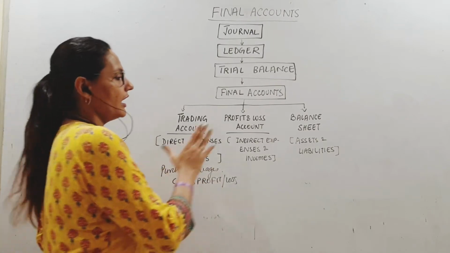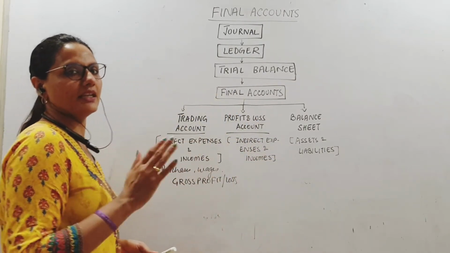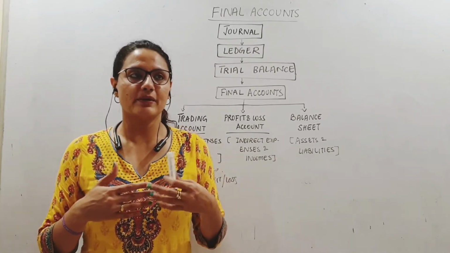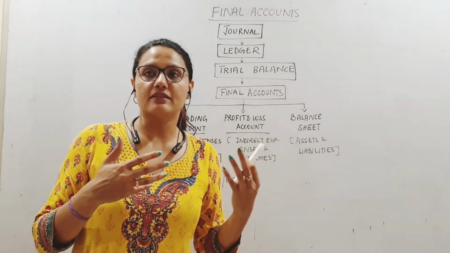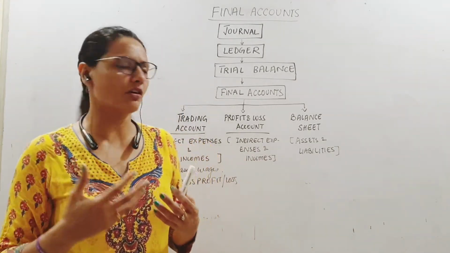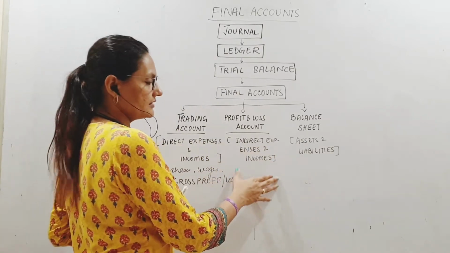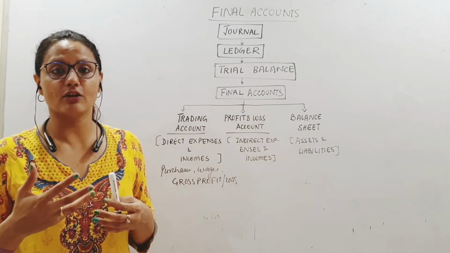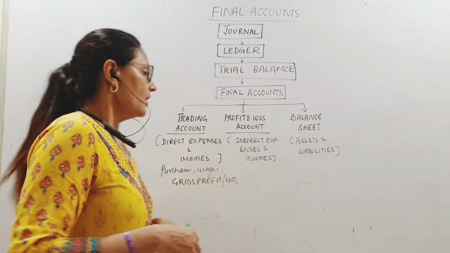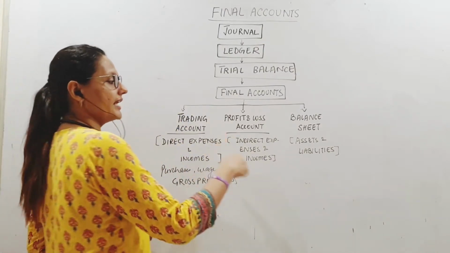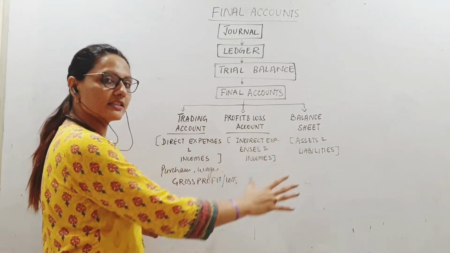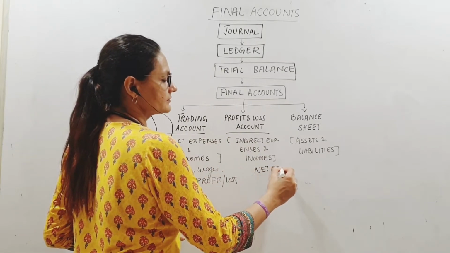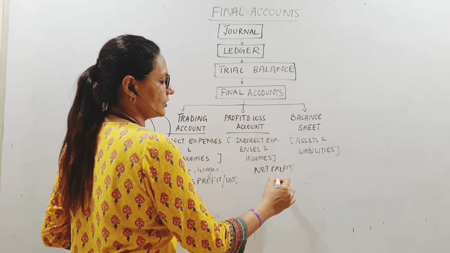This is gross profit. After that, there are certain indirect expenses, meaning not directly related to manufacturing, like office expenses, selling and distribution expenses, depreciation, financial costs and all. Those are indirect expenses, and there are indirect incomes also, like you have received rent, commission, or there is a profit on sale of investments, something like that. All those are indirect incomes for you. When we take all expenses and all incomes, then we arrive at the net profit or net loss.